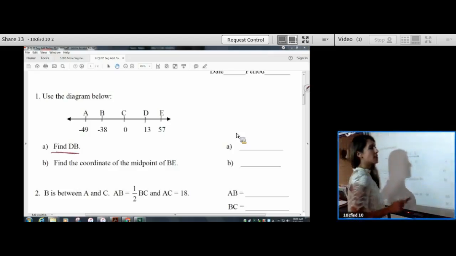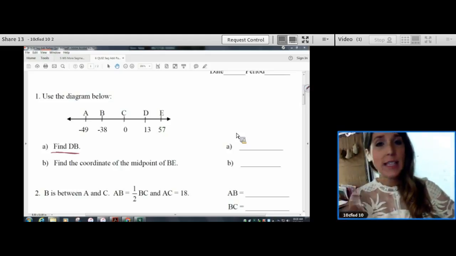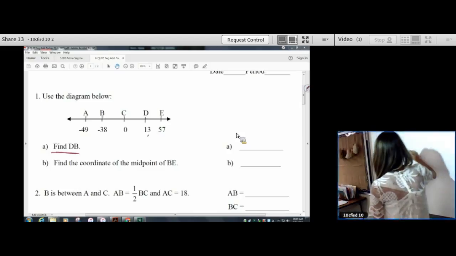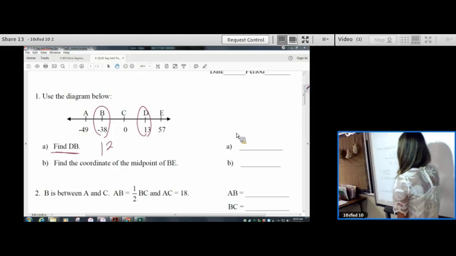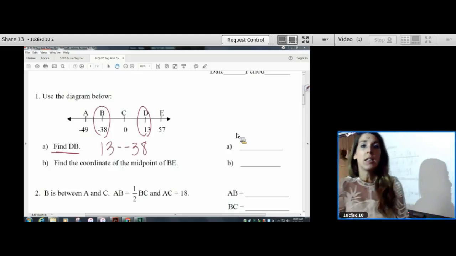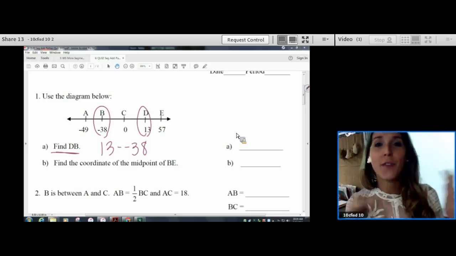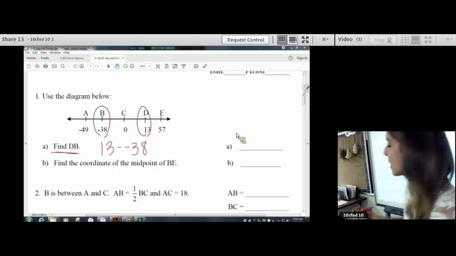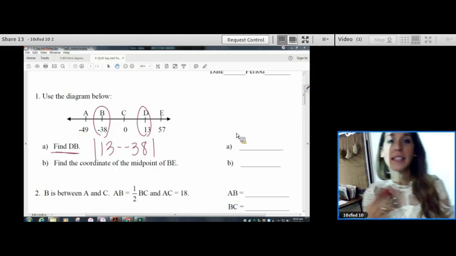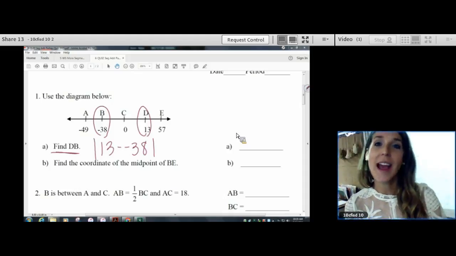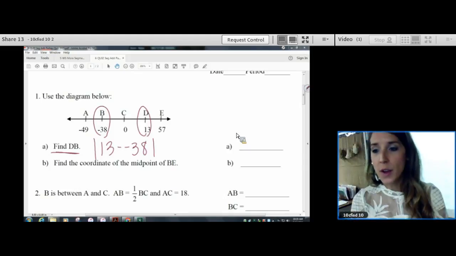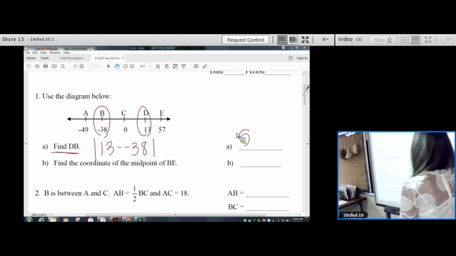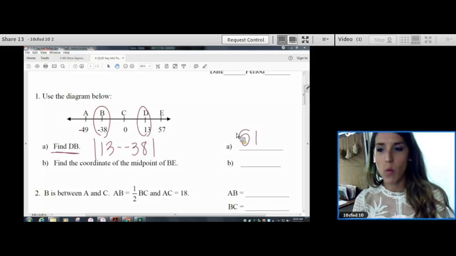We are given a number line, and when they say find DB, they're asking us to find the distance from D to B. What I taught my students is every single time you subtract the coordinates. To find distance, it's like finding how different D and B are, how far apart they are. So you subtract them every time. You can take the absolute value if you need to. For example, at the end, when you subtract them, if you get a negative number, you just make it positive. So 13 minus negative 38 gives you 51. The distance from D to B is 51 units.